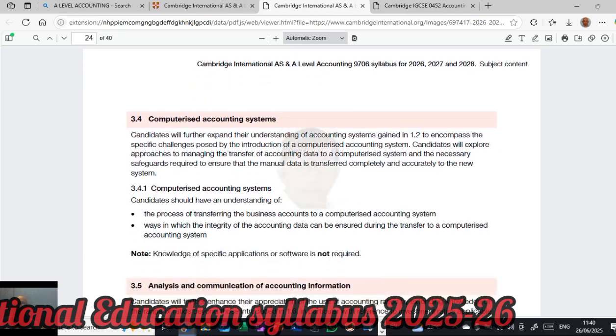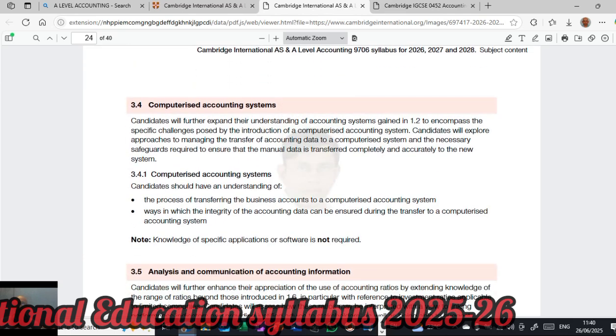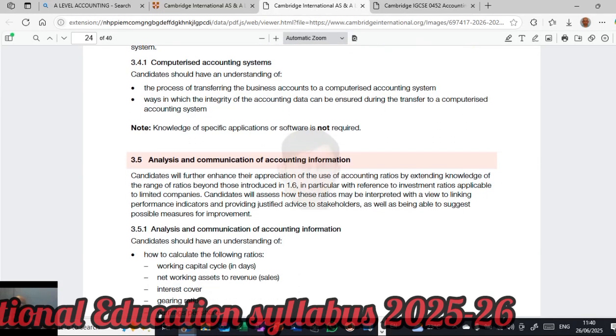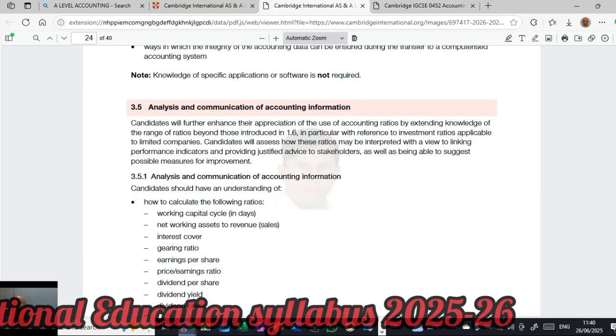Computerized accounting systems: why computerized accounting systems, and also analysis and communication of accounting information. This is a very important topic, where you need to calculate various ratios.